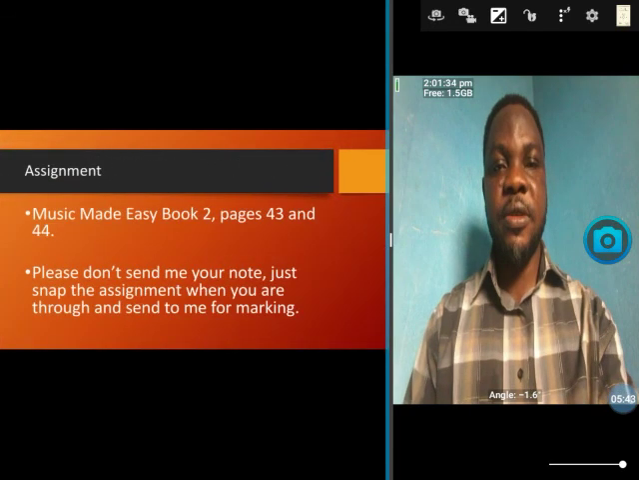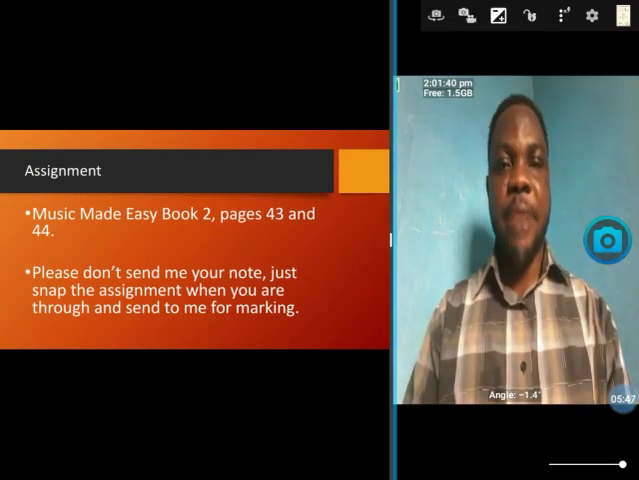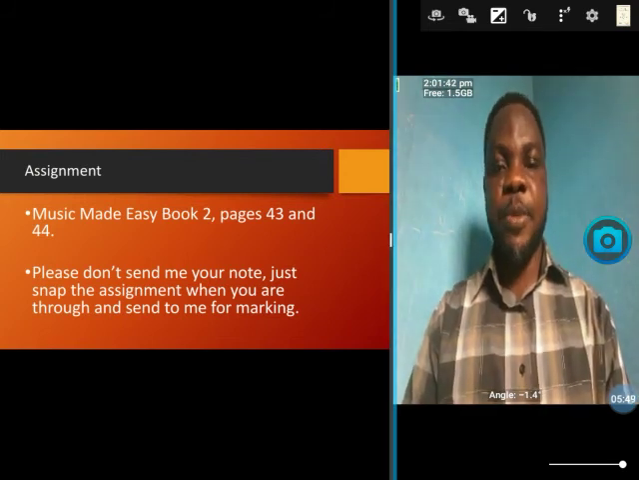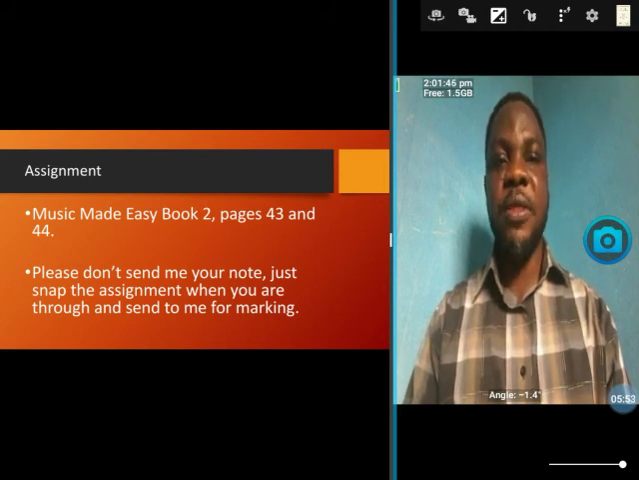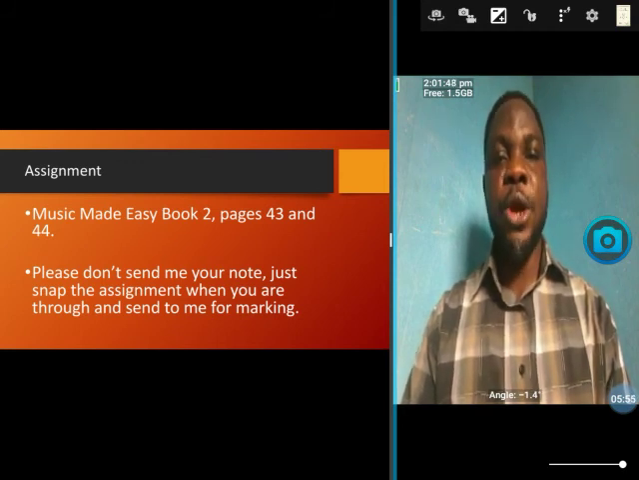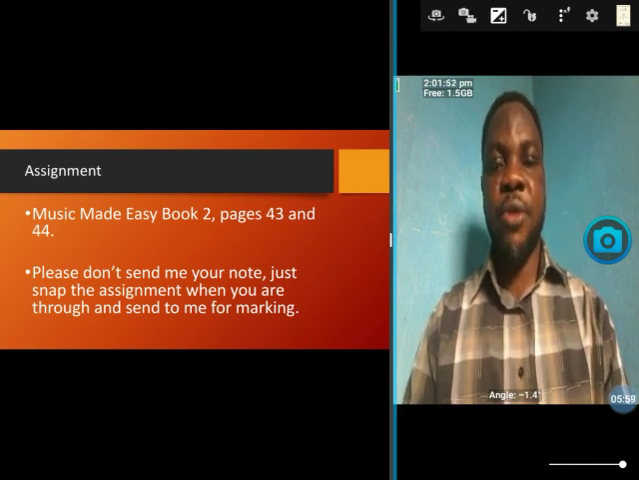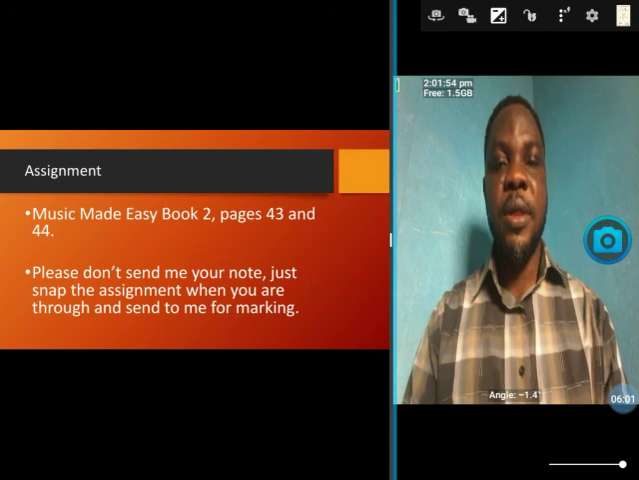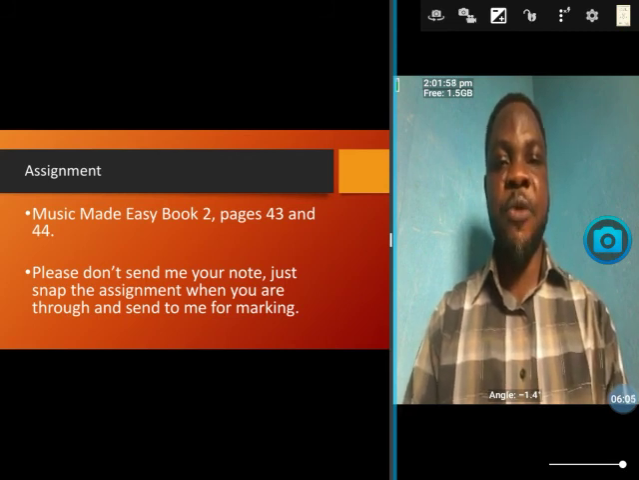Now, before I say my bye, your assignment. Just pick up your textbook, Music Made Easier Book 2. Turn to page 43 and page 44. You have your work there. Read the instruction. Do as you're instructed according to the book. Then when you are through, snap your work, send to me on WhatsApp for marking.